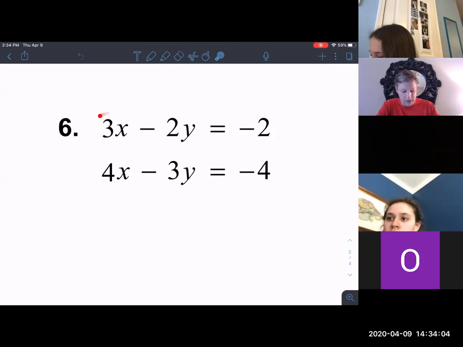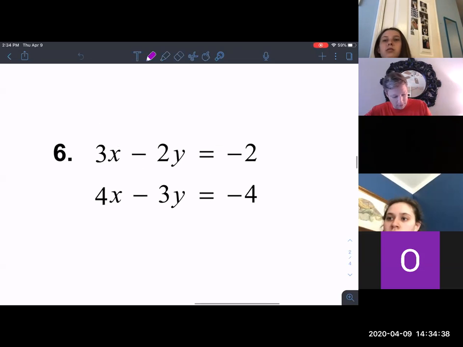So if we have 3 and 4, what's the least common multiple of 3 and 4? Anybody? Okay, go through your multiples. Multiples are numbers that are bigger than 3 that you would get on your times tables. So 3, 6, 9, 12. Which one is also a multiple of 4? 12. So we could turn them both into 12s.